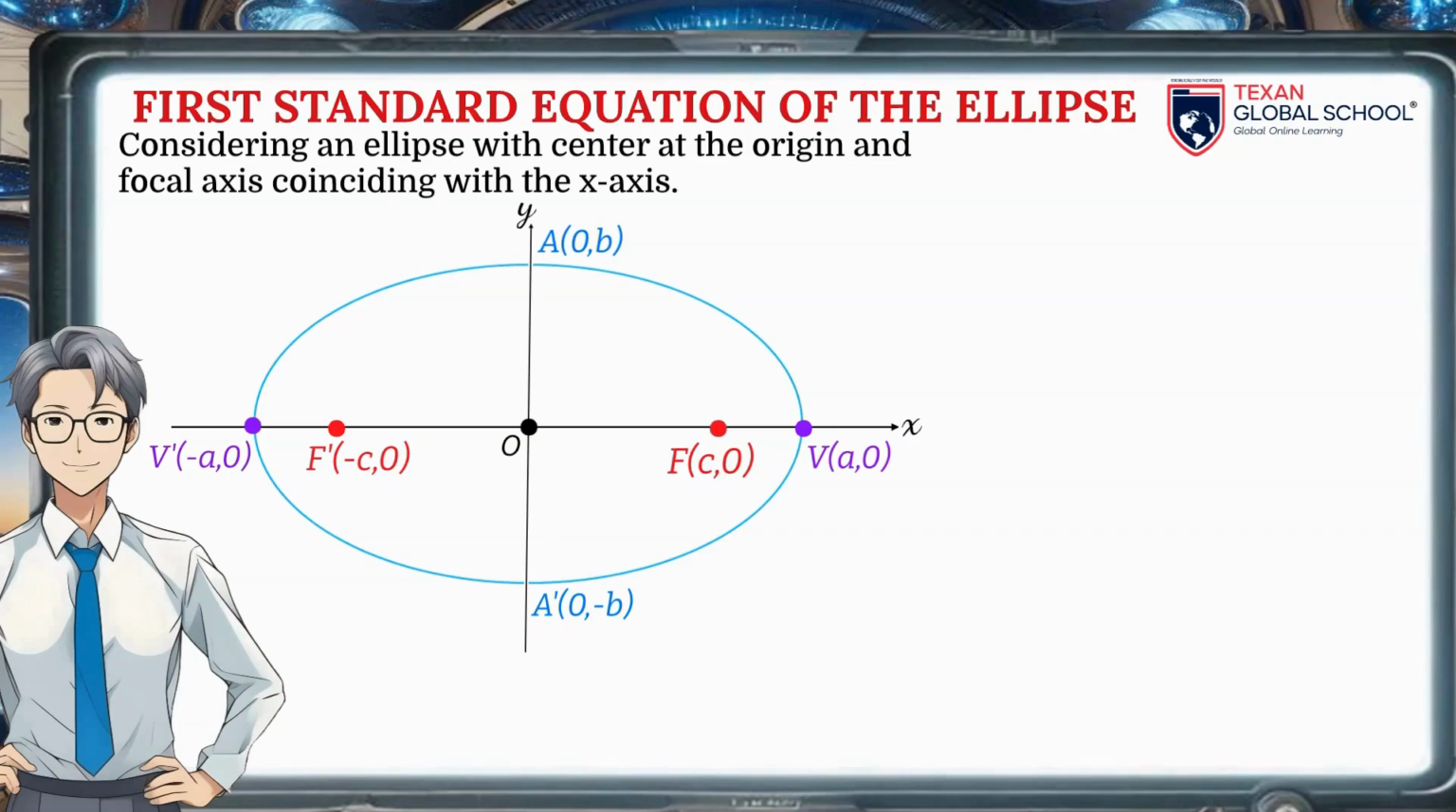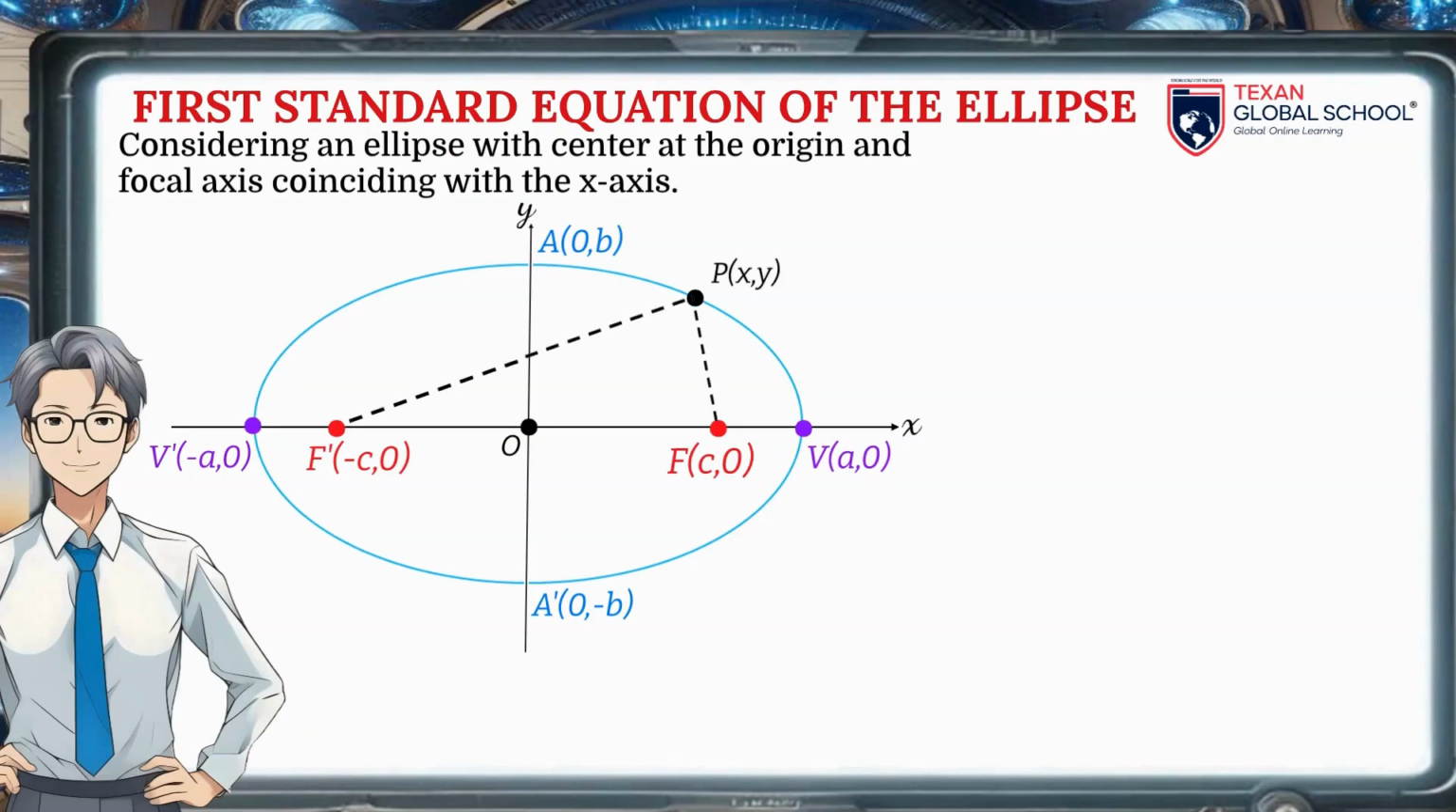The vertices are the ends of the longer side, and they are at the points (a, 0) and (-a, 0). Here a represents the length of the semi-major axis, and the ends of the minor axis are (0, b) and (0, -b). Here b represents the length of the semi-minor axis.